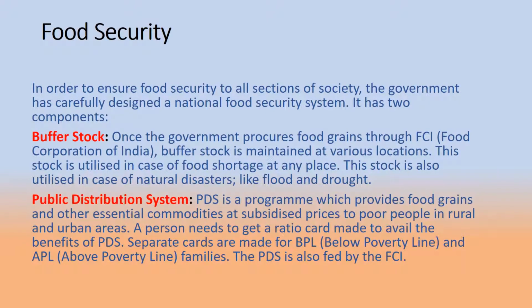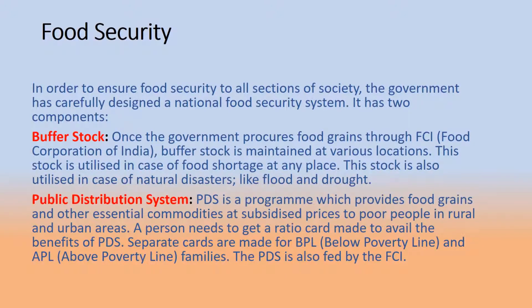In order to ensure food security to all sections of society, the government has carefully designed a national food security system. It has two components. Buffer stock. Once the government procures food grains through FCI, Food Corporation of India, buffer stock is maintained at various locations. This stock is utilized in case of food shortage at any place. This stock is also utilized in case of natural disasters, like flood and drought.